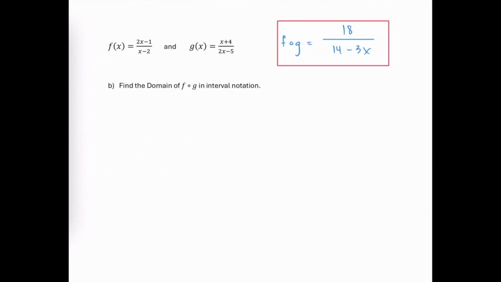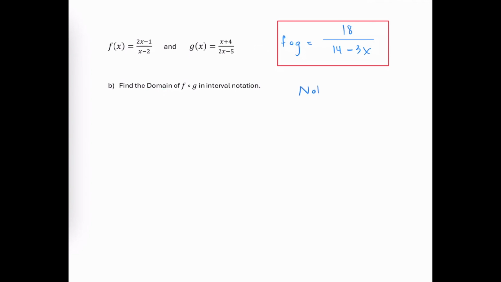In part B here, I've brought down the composite function. I'm now calling it 18 over 14 minus 3x, which is of course the same thing. And we're also looking at the f function and the g function because we're going to need those in order to find the domain of this composite function.